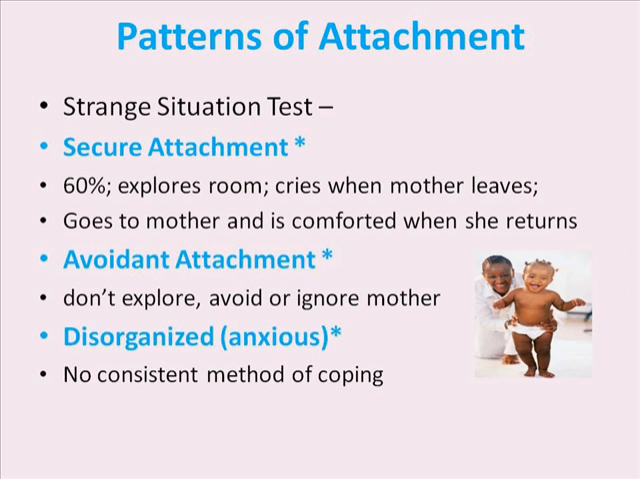Objective 5 asks you to explain the differences among the secure, disorganized or anxious, and avoidant patterns of attachment. Mary Ainsworth did research on attachment using something called the strange situation test, where an infant was brought with their mother into a room, a stranger and various toys were already there in the room. The infant's mother then left the infant, and the researcher observed what happened when the mother left and what happened when the mother returned.